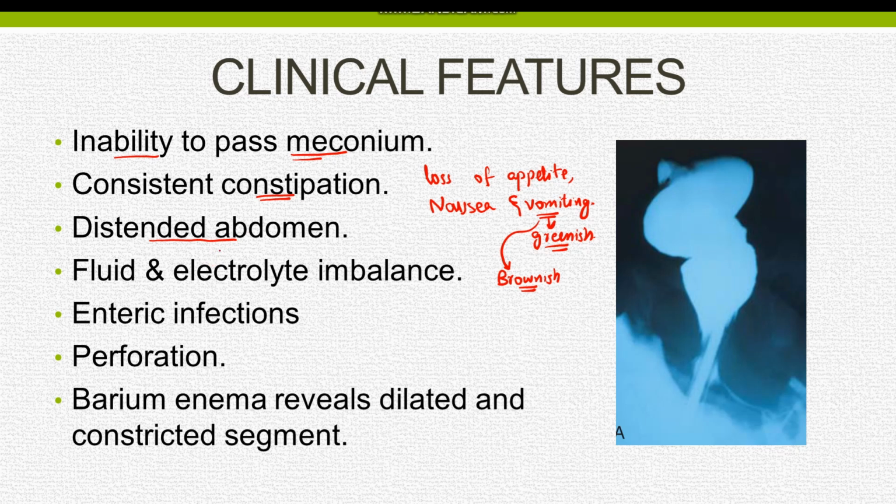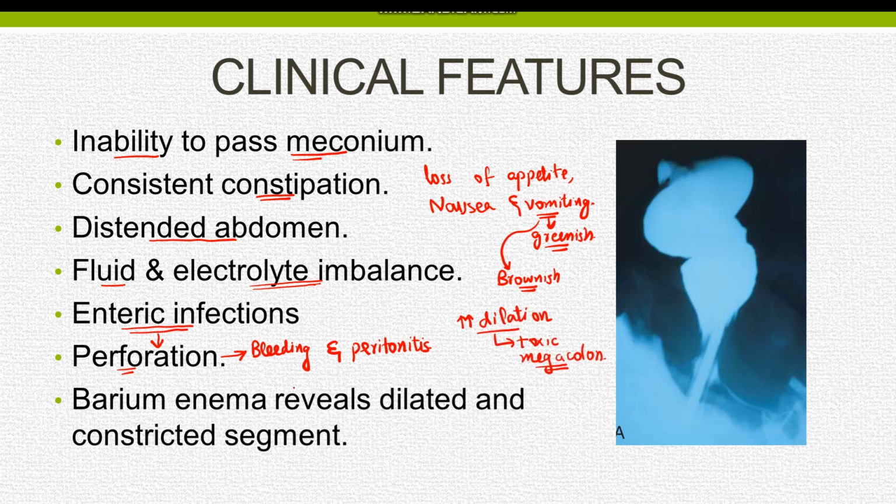The complications of Hirschsprung disease include fluid and electrolyte imbalance. Enteric infections can also result due to obstruction, which can lead to intestinal perforation. Intestinal perforation constitutes an acute surgical emergency, which can result in profuse bleeding and peritonitis. Excessively increased accumulation of gastrointestinal contents in the ganglionic segment can result in increased dilation, resulting in toxic megacolon.